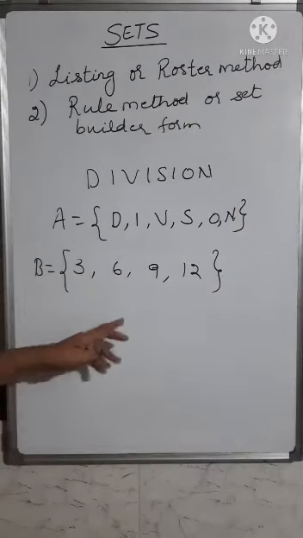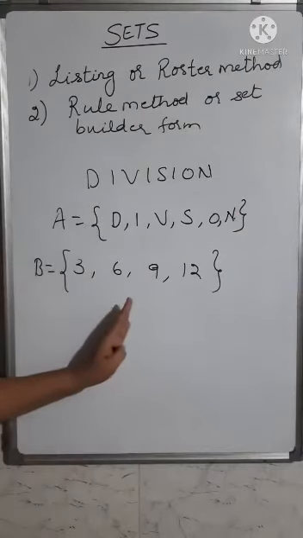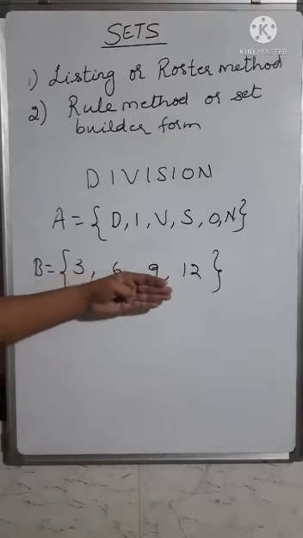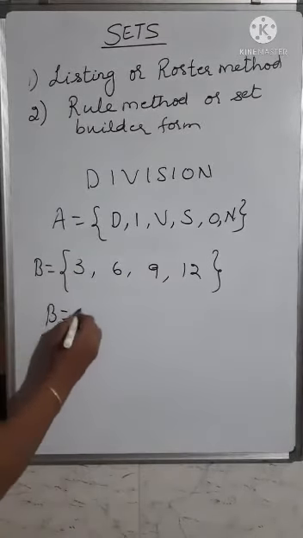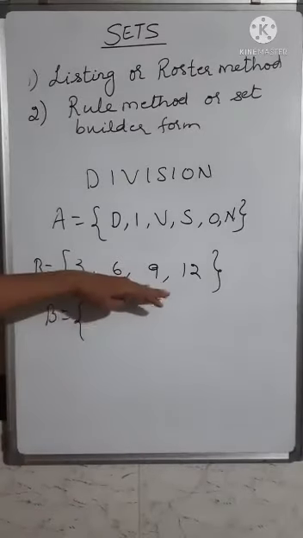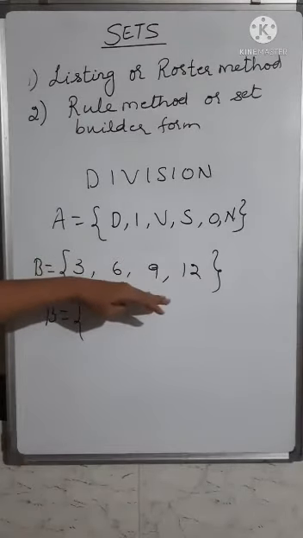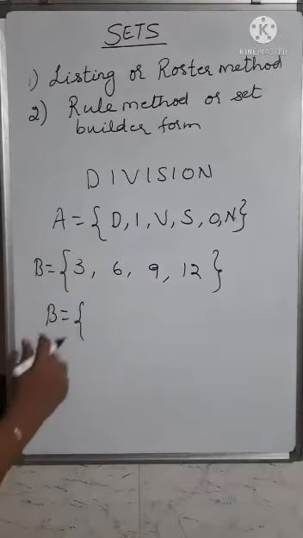So to write it under the rule, here you have listed down the elements. So this is the listing method. Now how to write this listing method in the rule method? When you are writing it in the rule method, you have to see what is the relation or what is the property existing between them, and then you have to write it. So how are you writing it?